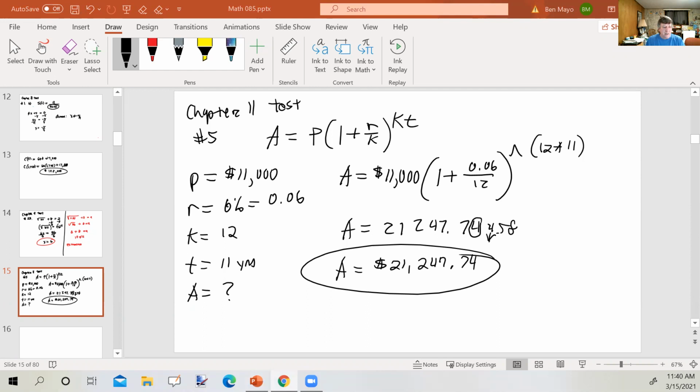Now let's take a look at problem number 15 from that same test. Let's see, is that right? Looks like they've got 15 correct, but we'll go ahead and look at it anyway. Okay. So back to the WebAssign page.